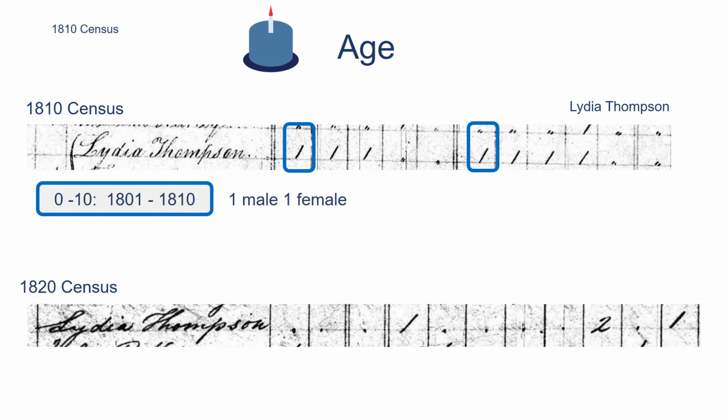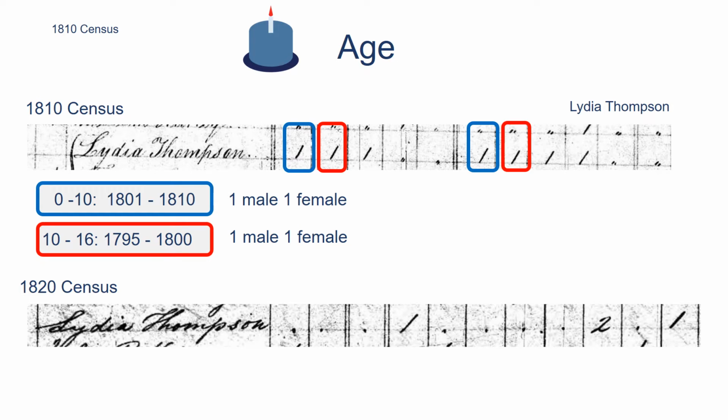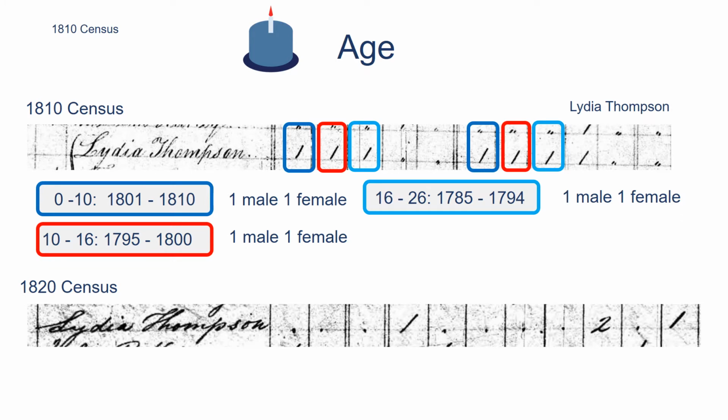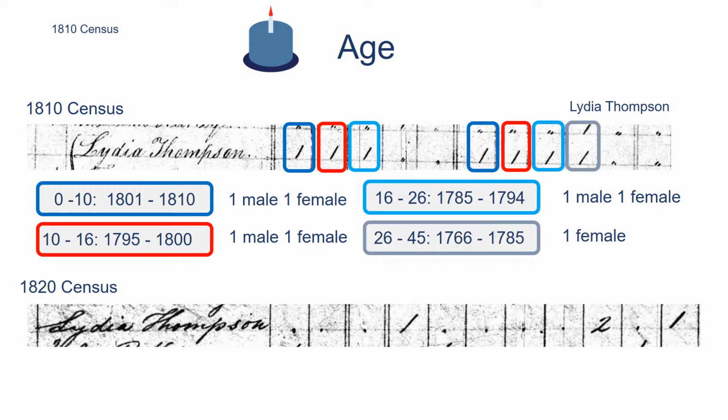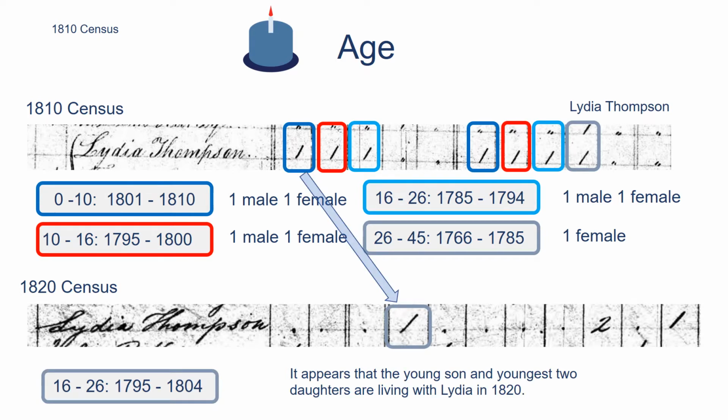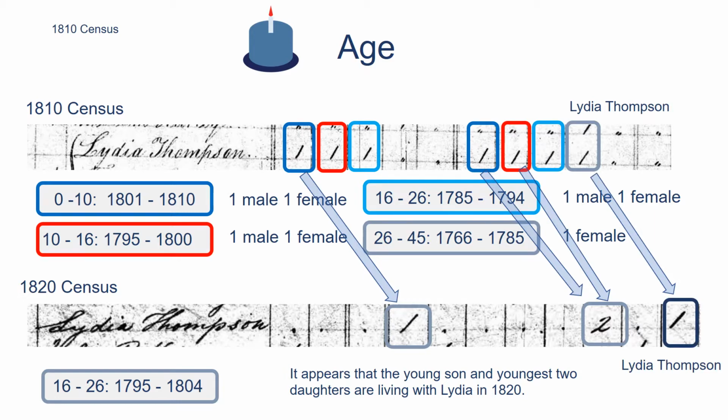In 1810 census, there was 1 male and 1 female 0 to 10, born 1801 to 1810. There's 1 male and 1 female, 10 to 16, born 1795 to 1800. 1 male and 1 female, age 16 to 26, born 1785 to 1794. There's 1 female, age 26 to 45, born 1766 to 1785. It appears that the young son and youngest 2 daughters are living with Lydia in 1820. This is Lydia Thompson.